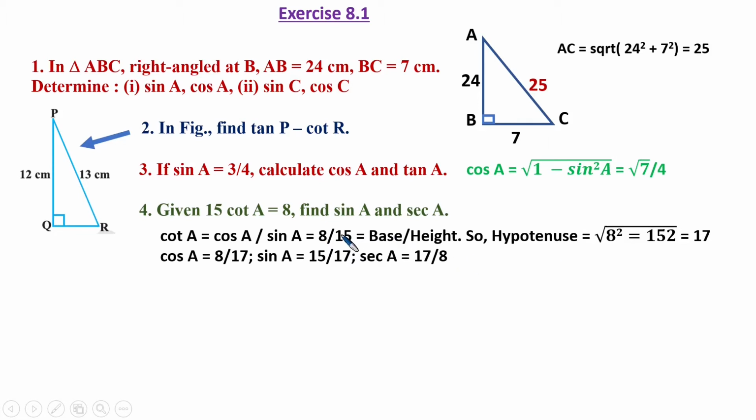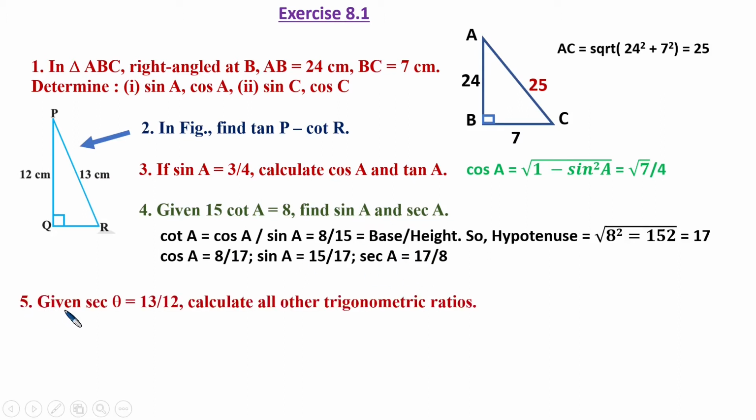So both have the same hypotenuse. So it is written 8 by 15. So here I have written 8 by 17. Sin A is 15 by 17. So if you take a cot, you will get 8 by 15. So similarly, sec is 1 by cos. So 1 by cos is, take a reciprocal of this, 17 by 8. So find sin A and sec A. We have found what is sin A.